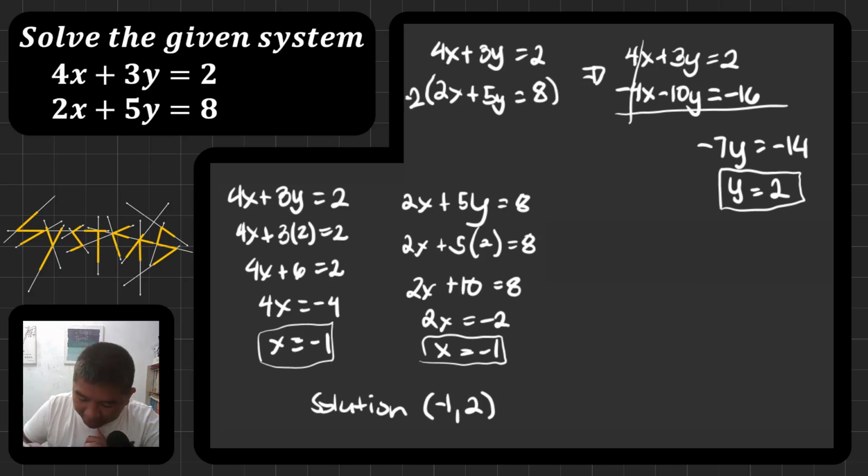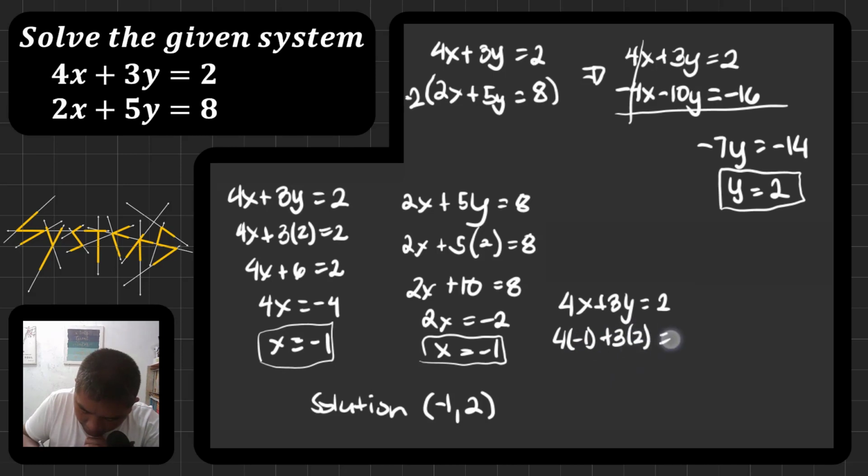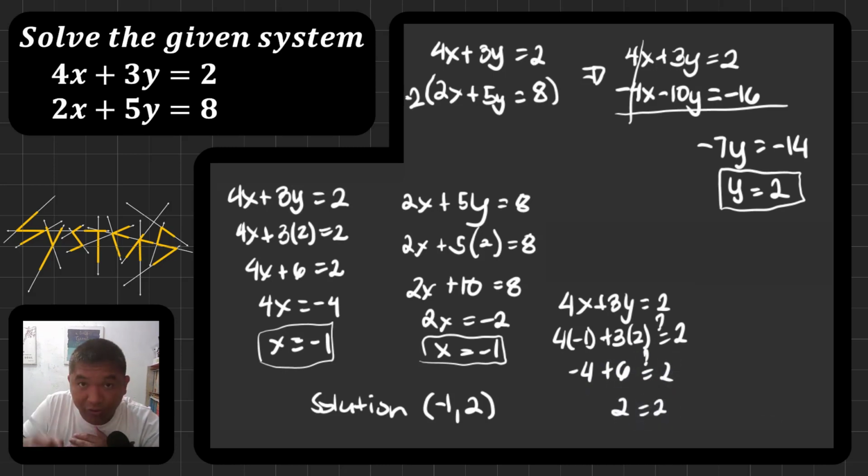So this is now the checking. We have negative 1 for x and y, which is 2. Our original equation is 4x plus 3y equals 2. Once I substitute negative 1 here and 2 here, I'll be placing a question mark because I'm still checking. The goal of checking is to make sure that both sides of the equation will have the same result. Even if it's too obvious, just simply continue with the process. Negative 4 plus 6, question mark, 2. So you have 2, 2. Once you reach this, check. It satisfies the first equation.